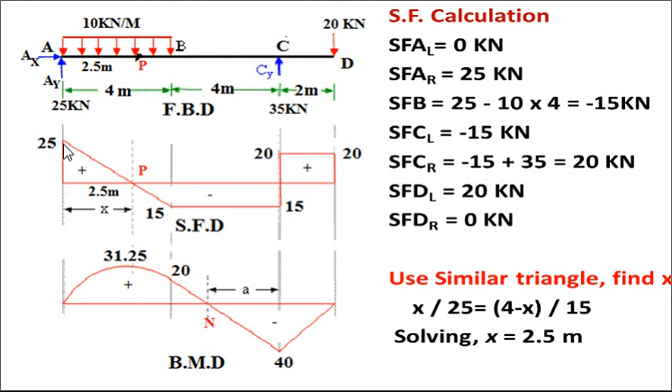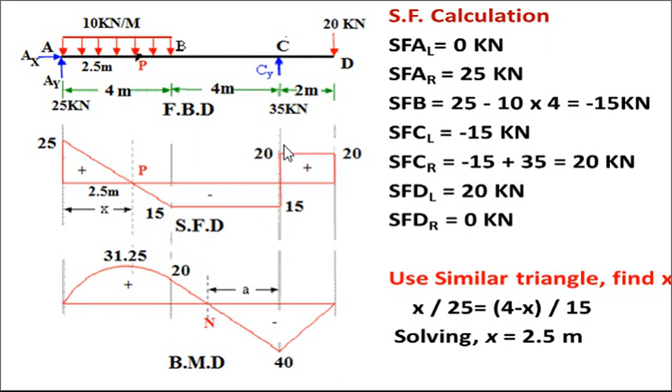Starting from this zero ordinate, at A there is an upward reaction 25. So move in the upward direction to 25 magnitude. After that there is the UDL in the downward direction, and the total UDL is 10 into 4, that is 40 kilonewton. This 25 is positive and the UDL is in the downward direction, that's why it is minus. So 25 minus 40 is minus 15. So at B there is minus 15, which is below the horizontal line. After that, from B to C there is no loading, no force is acting, that's why this is a horizontal line from B to C.